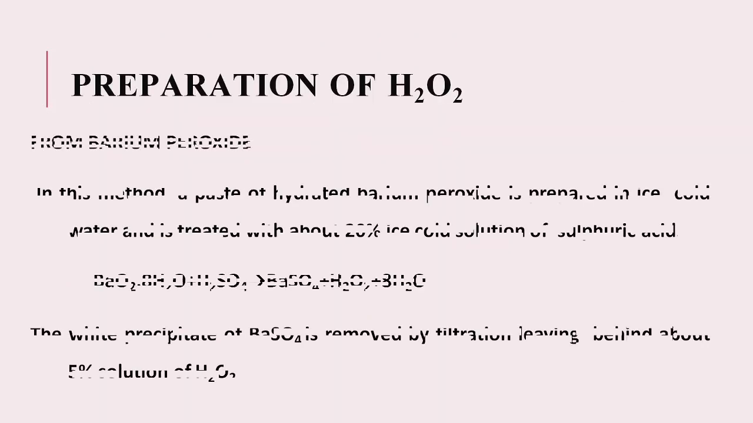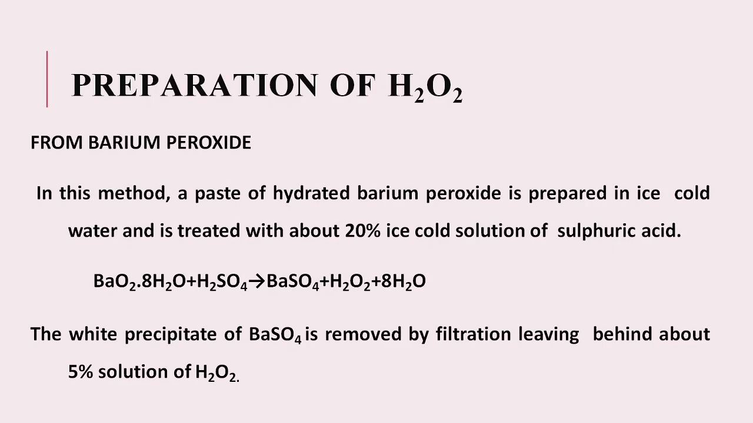The next process is the barium peroxide process. In this process, a paste of barium peroxide is prepared with water, and the condition is that the water should be ice cold, very cold water. It is treated with about a 20% ice cold solution of sulfuric acid. Now a 20% solution means 20 milliliters of sulfuric acid is mixed with 80 milliliters of water, and that solution is very cold. Barium peroxide is treated with that sulfuric acid, and the final product yielded is hydrogen peroxide along with some molecules of water.